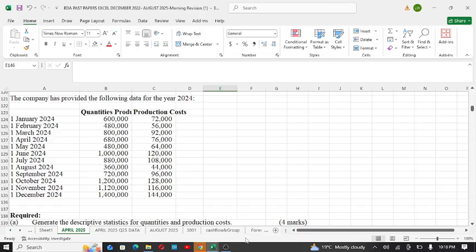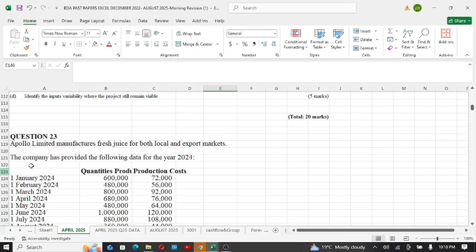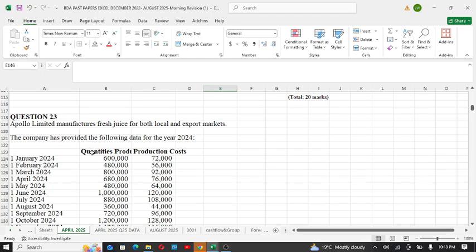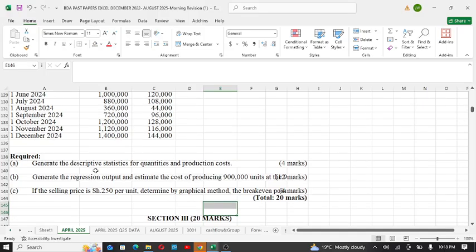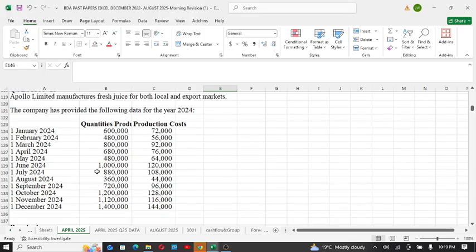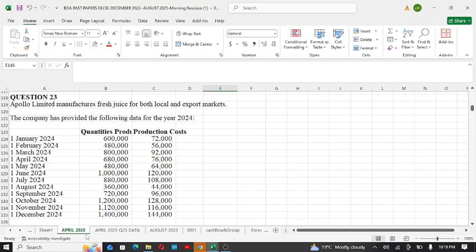Today we are going to look at BDA April 2025, question number 23. Allow me to go through the question. Apollo Limited manufactures fresh shoes for both local and export markets. The company has provided the following data for year 2024.